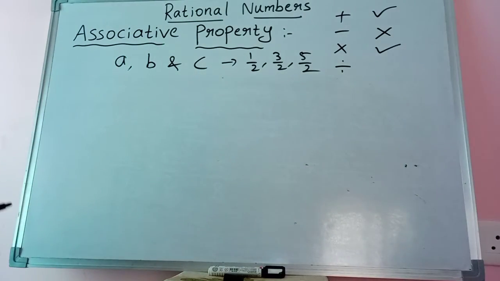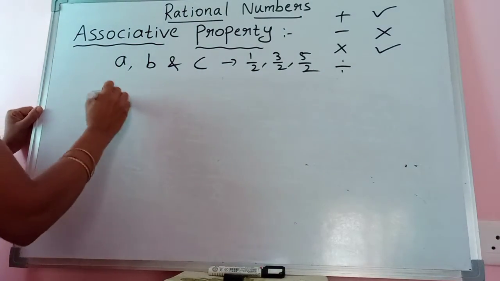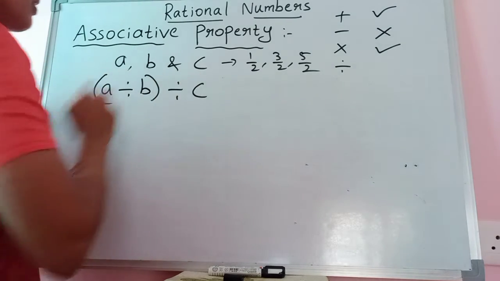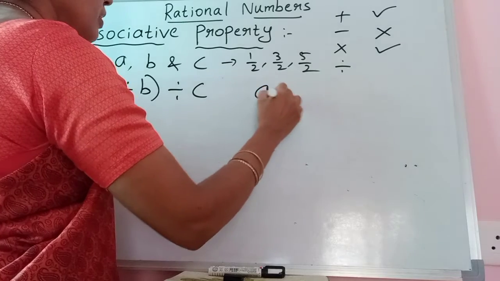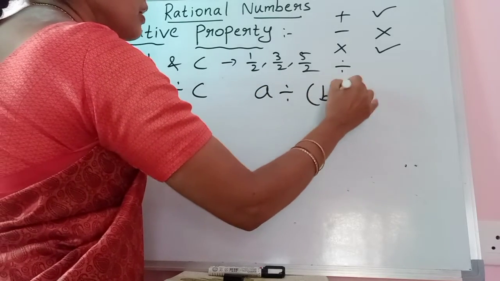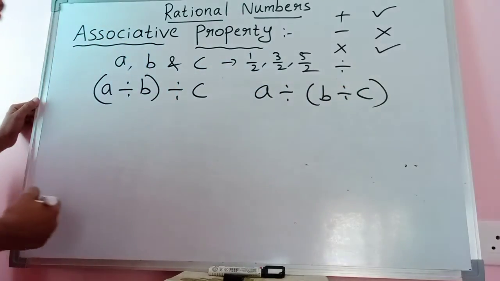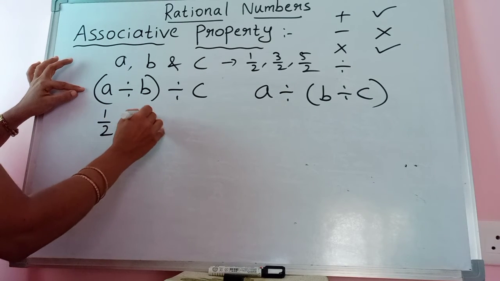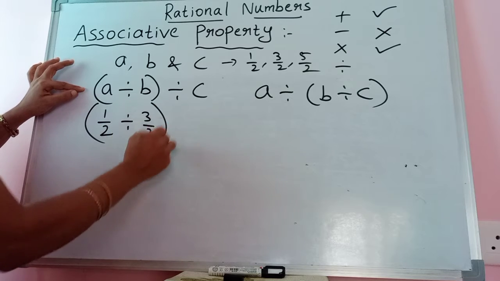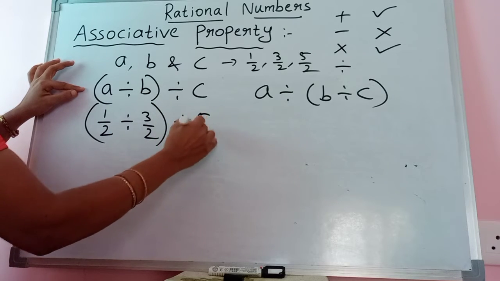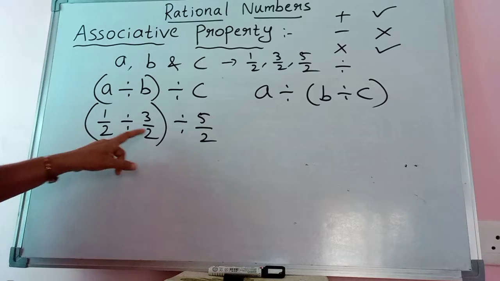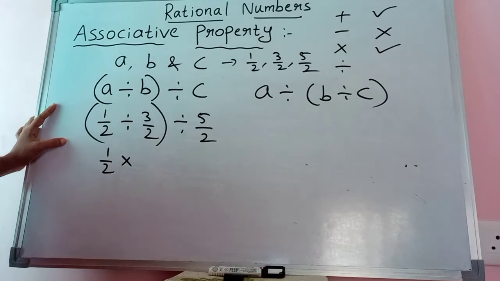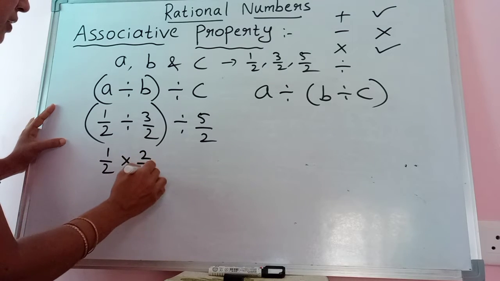Whether it is addition or subtraction, multiplication or division. Is A divided by B divided by C the same in both groupings? Now we are checking: 1 by 2 divided by 3 by 2, and again divided by 5 by 2. Division of 3 by 2 is also equal to multiplication by 2 by 3.